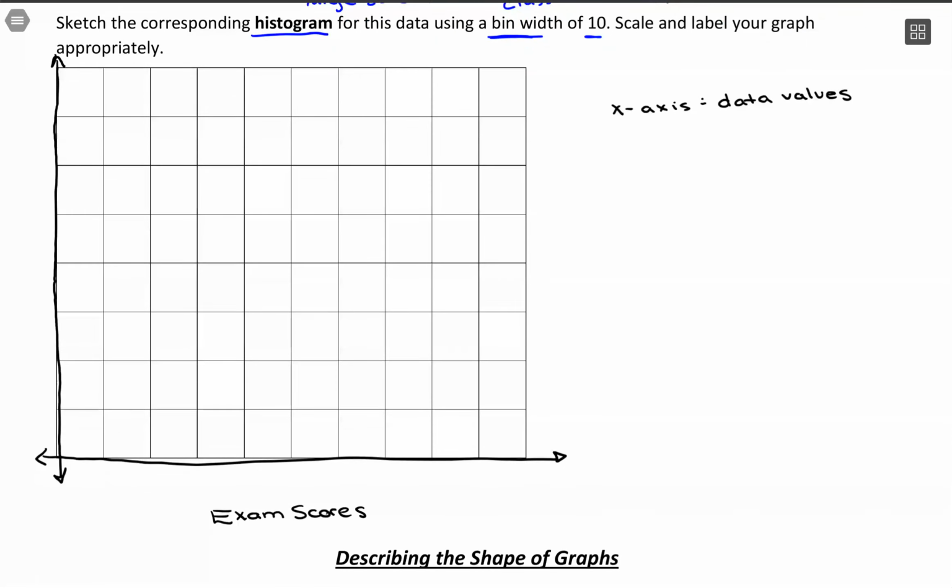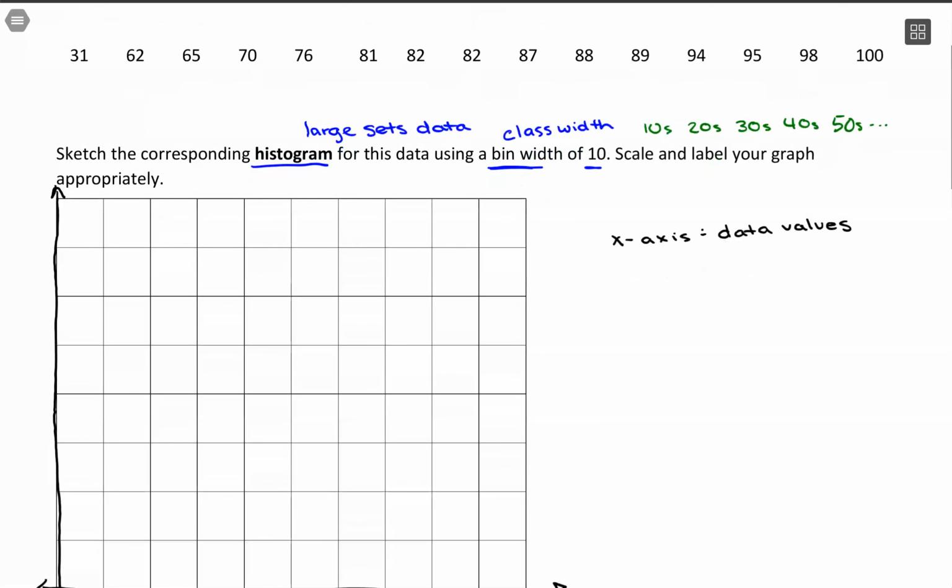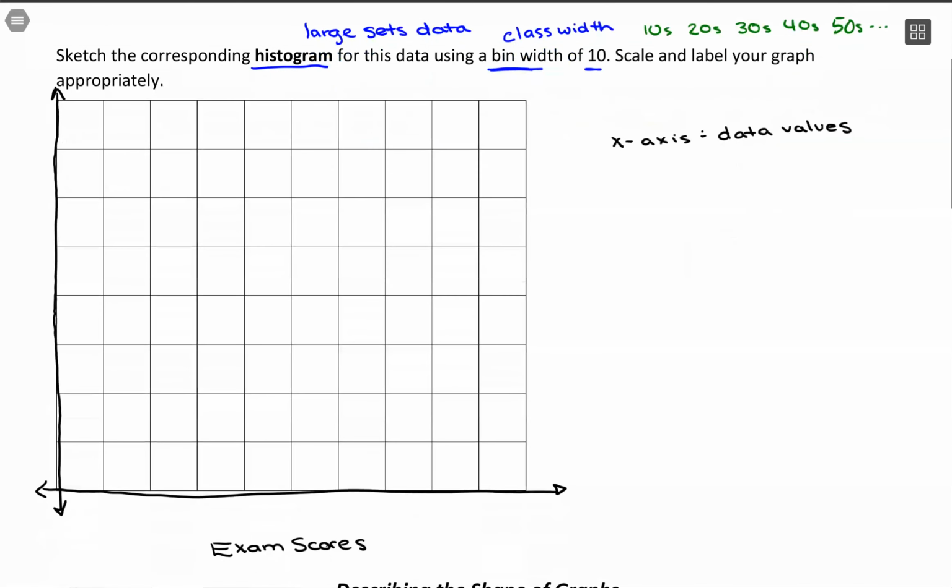So to figure out what values we need to see, we can look back at our data, and we need to see everything from 30 up to 100. So I can get an idea of how far I need my number line to go. And then what you also want to use is the class width or the bin width, and that would tell you the scale to use. So what I could do is start labeling here. I could go 10, 20, 30, 40, so on and so forth.